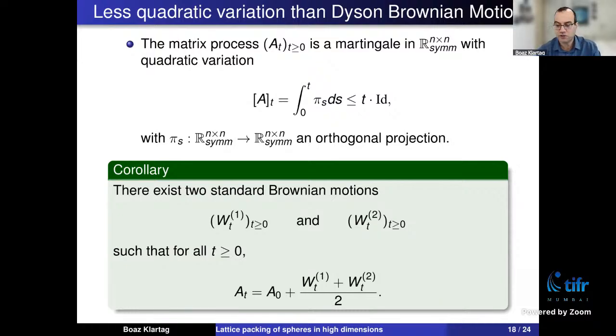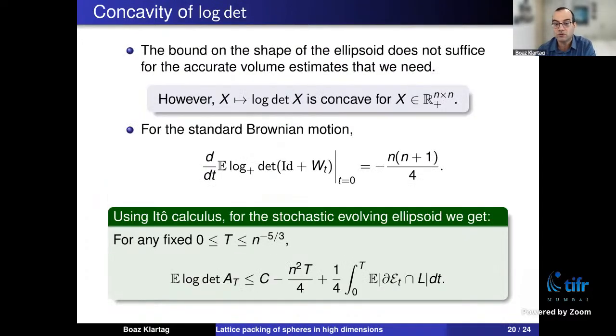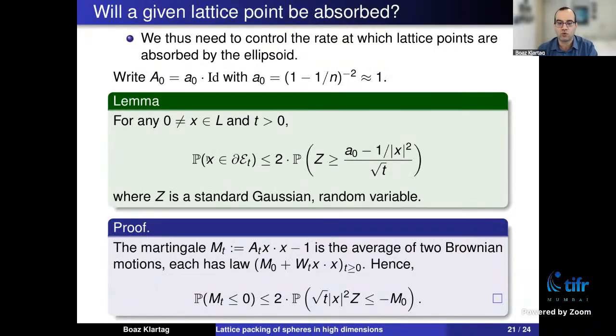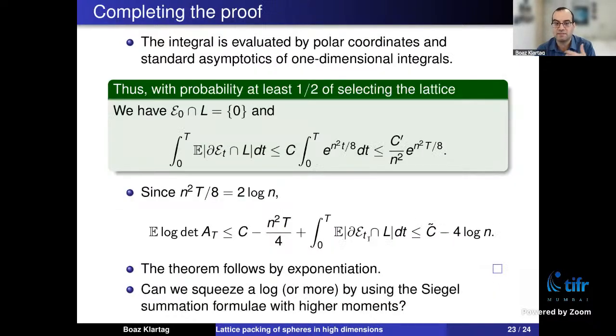Okay, so I see that a bit over time. From here, you just analyze these Brownian motions, each of them together. Some things you can analyze this way, but some things you need to use the Ito calculus to understand the evolution of the determinant. And then you connect the volume to the number of boundary points. And then you analyze the probability of a point to be on the boundary. And then you reduce things to a certain one-dimensional integral. And then use the fact that you start with a random lattice. And by the Siegel summation formula, you estimate the integral and basically you're done.